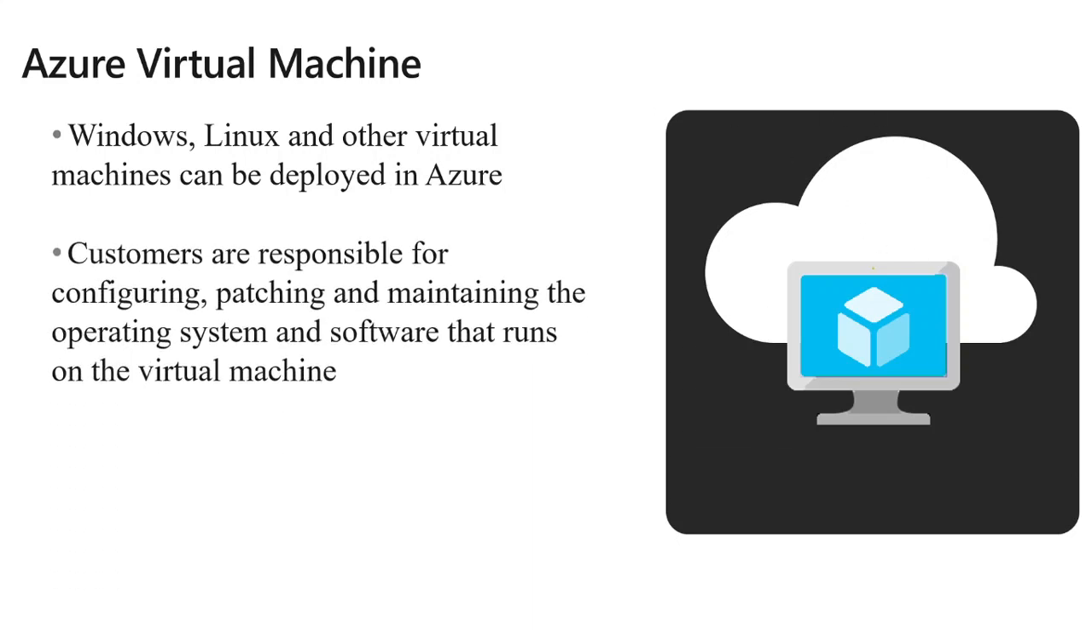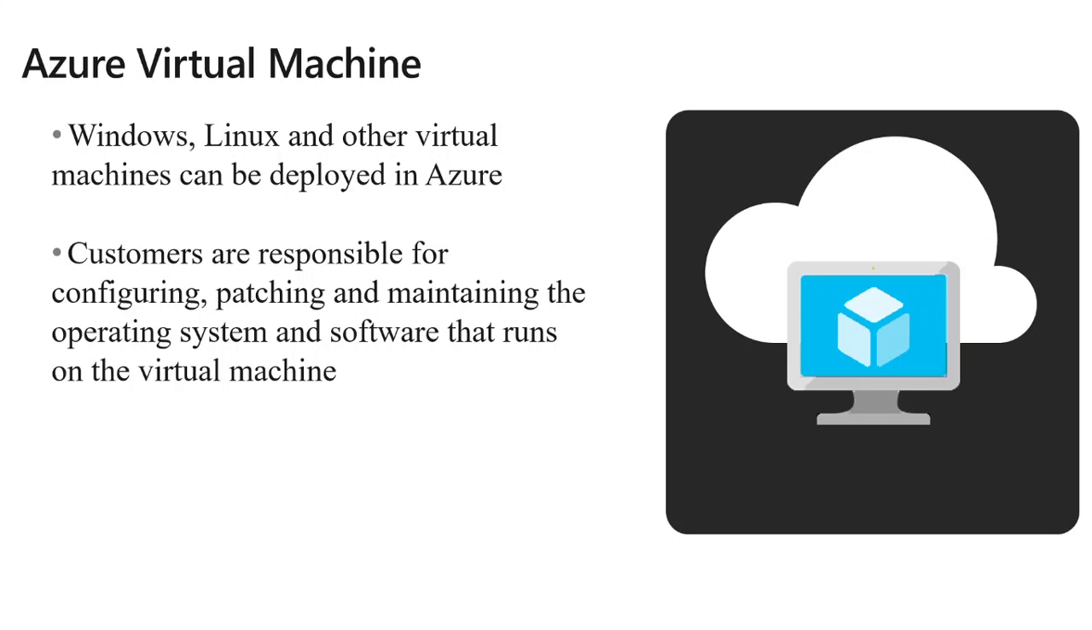All right, this sentence says that the customer is responsible for configuring, patching, and maintaining the operating system and software that runs on top of it. What exactly does it mean? Why am I saying this? Why is the customer responsible? Because a virtual machine is the IaaS part, so we have to manage that.